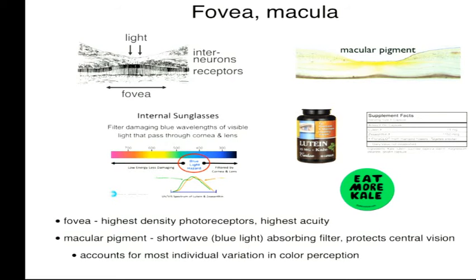Okay, so we talked about the macula. I asked you about the macula. In the center of the visual field there's the fovea. There's a diagram of the fovea in cross-section. And the fovea has the highest density of rods and cones, right? Well, it's actually the highest density of cones. There are no rods in the actual center of the fovea. But highest density of photoreceptors and consequently the highest acuity vision. How big is your fovea?